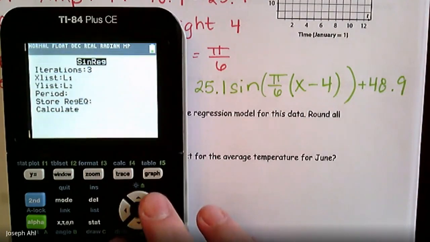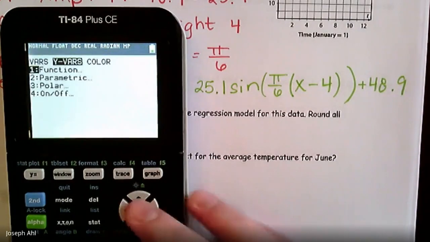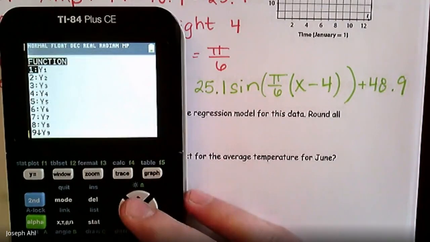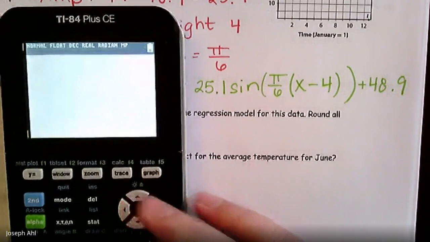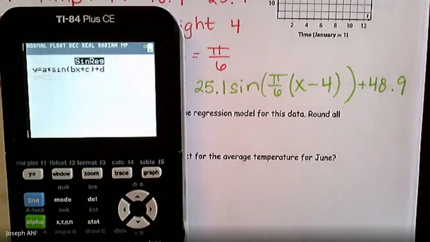And the last thing is I'm going to store this equation in y1. Remember to do that, you hit vars over to y bars, hit enter for function, and then enter for y1. Go ahead and hit calculate. And there's our sine model of best fit.